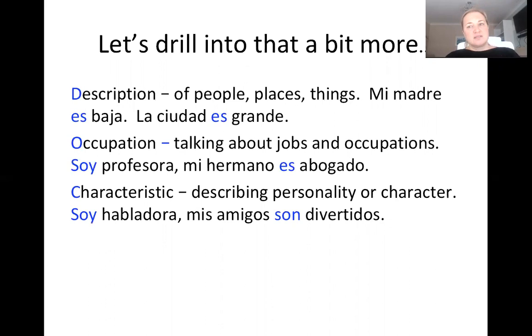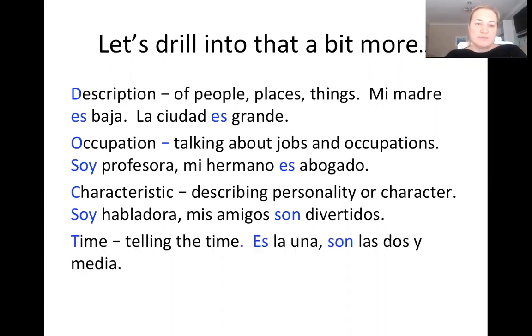Characteristics. This is a bit like the description. We're describing personality or character, what somebody's like. So, yo soy habladora. I'm talkative or chatty. Mis amigos son divertidos. My friends are fun or funny, right? And you'll notice here that I have highlighted in blue the first letter of the acronym, the DOCTOR thing. And then I've also highlighted in blue the parts of the verb ser, so that it's quite obvious to you where we're using that verb.